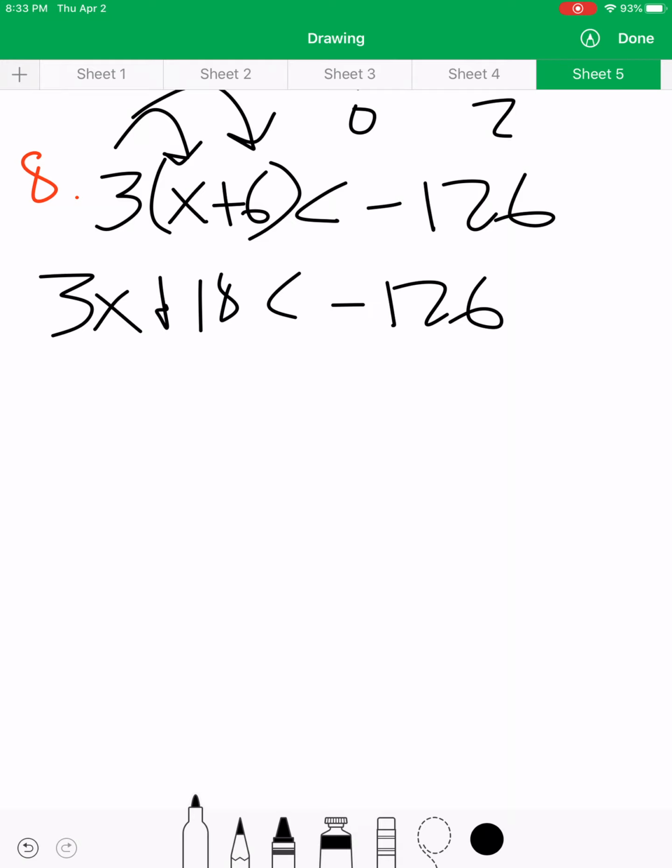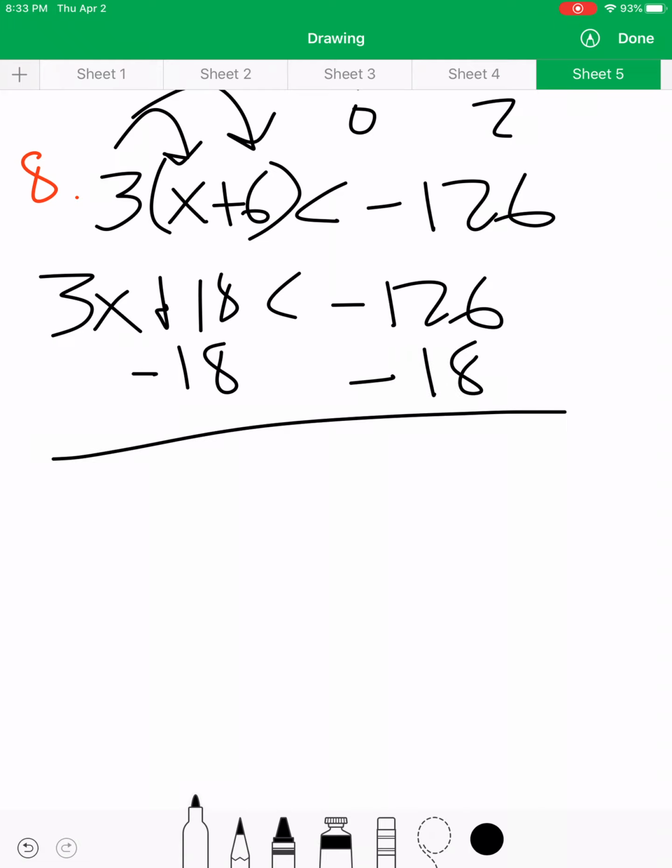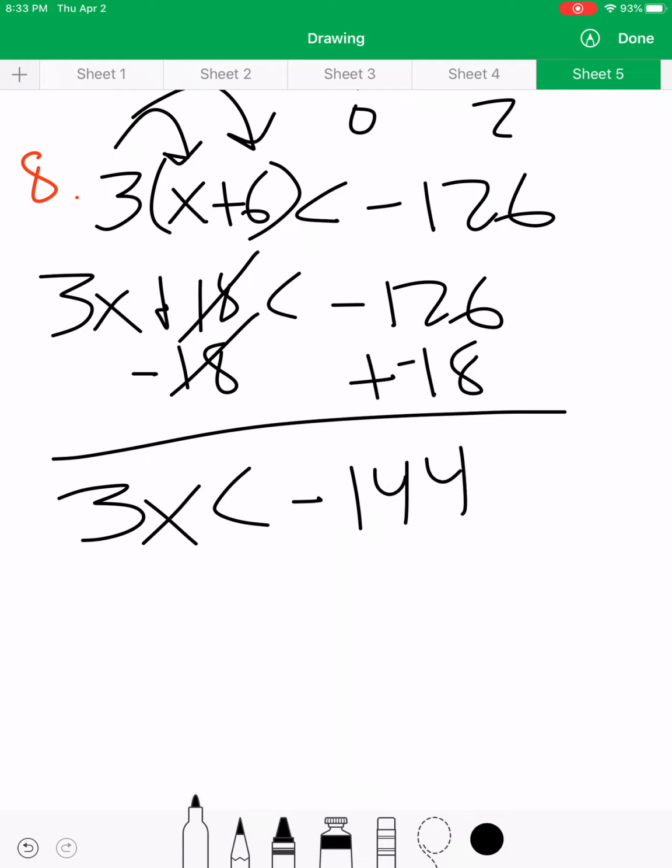To solve, you always start on the side of the variable. That means move the number without the variable first. So minus 18, minus 18. So 3x is less than negative 126 minus 18. Keep, switch, change. So negative 126 plus negative 18. You add those together, and that gives me negative 144. Divide by 3, divide by 3.